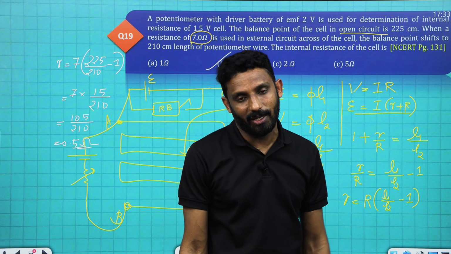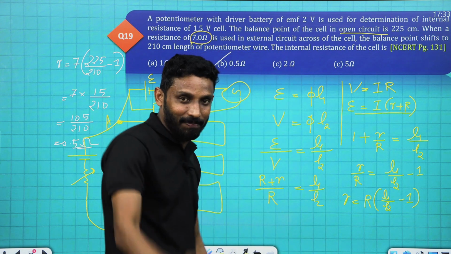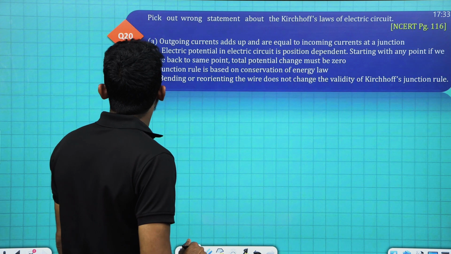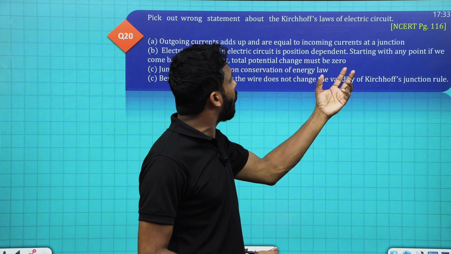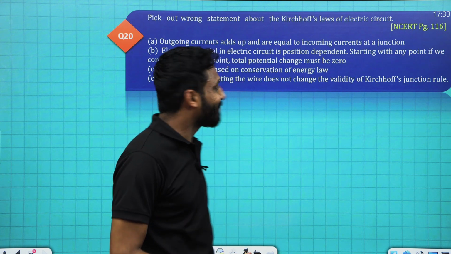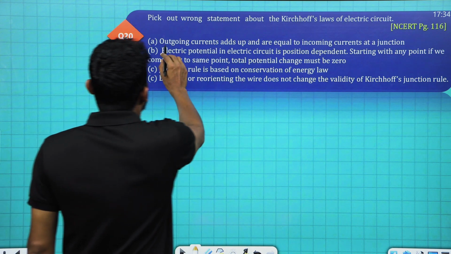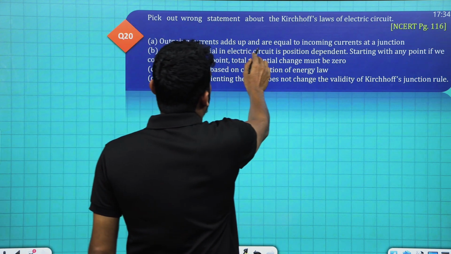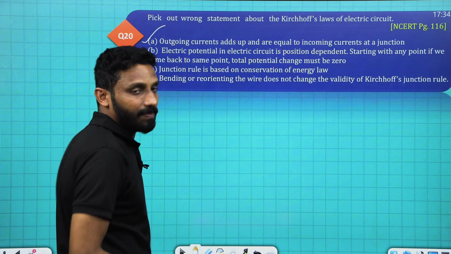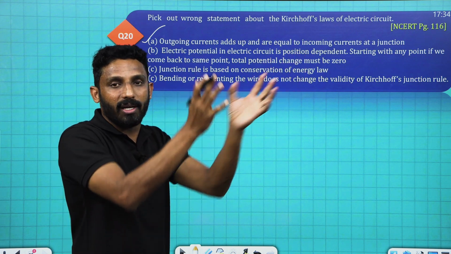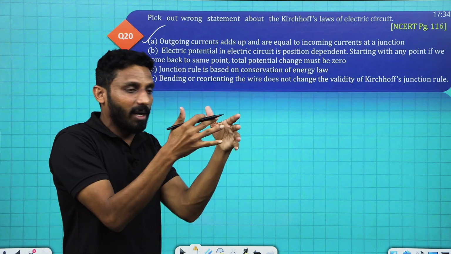I think you understood very clearly. The final question is, pick out the wrong statement about Kirchhoff's laws of electric circuit. Statement 1: outgoing currents add up and are equal to incoming currents at a junction. This is the junction rule. At a junction, the outgoing current, when we add them, will be equal to the incoming current.